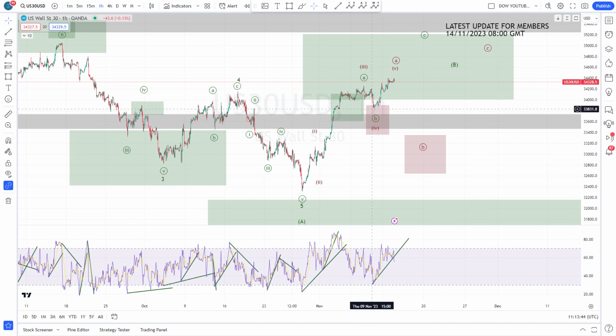and that we can start a new impulse from the low right here. Actually, if we take out the low right here today or tomorrow, then of course my scenario here in green is invalidated, and then we have to switch to the secondary scenario, the scenario in red.